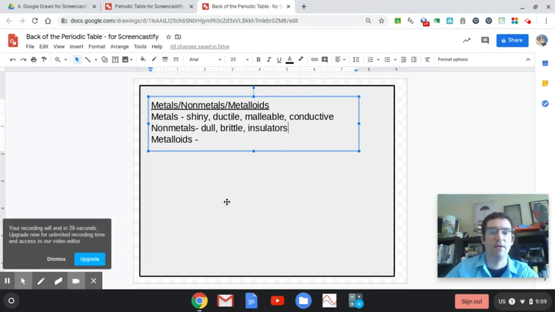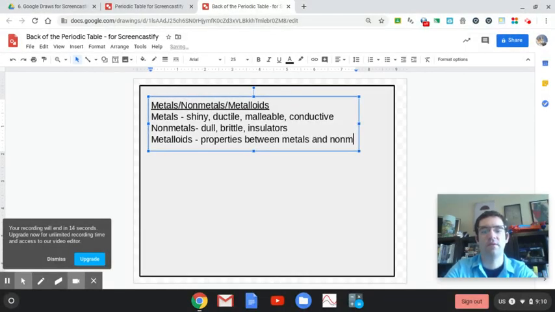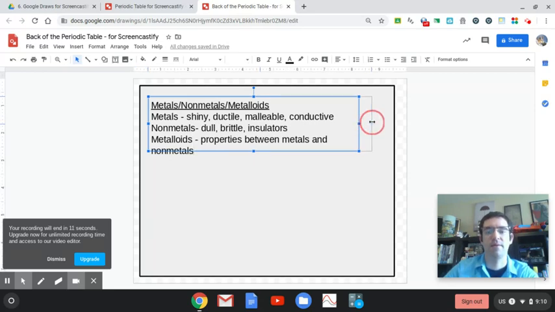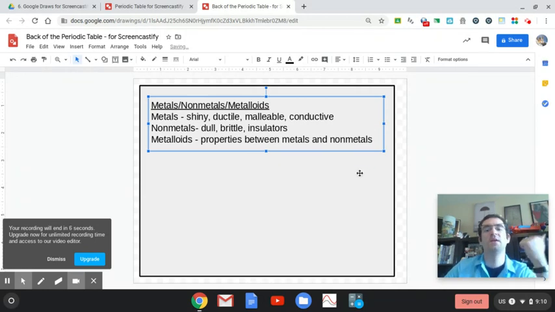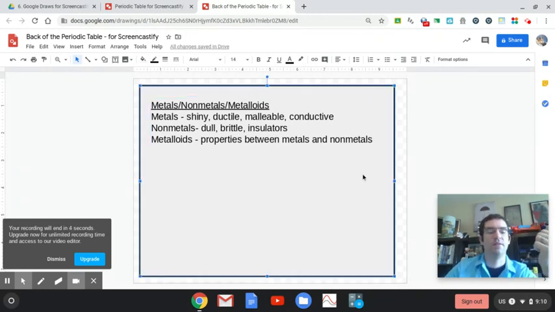And now metalloids, to keep things as simple as possible, essentially have properties between those of metals and nonmetals. So nothing special there. They're just the in-between layer. Okay, so your main goals are to label the staircase, to understand that things to the left are metals and things to the right are non-metals.